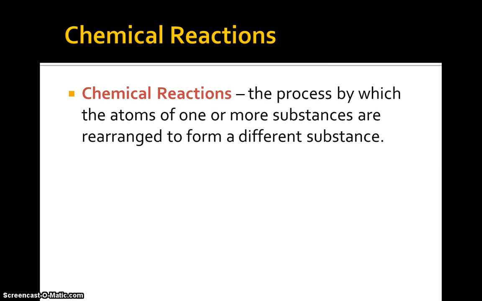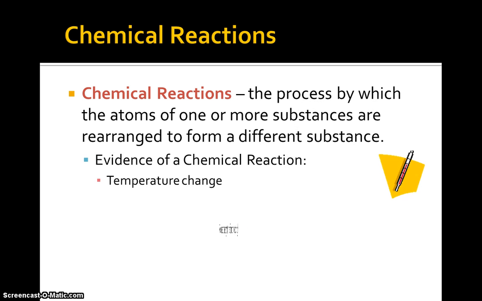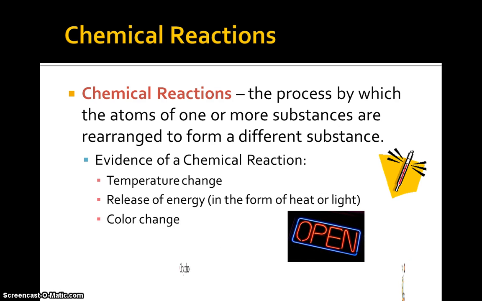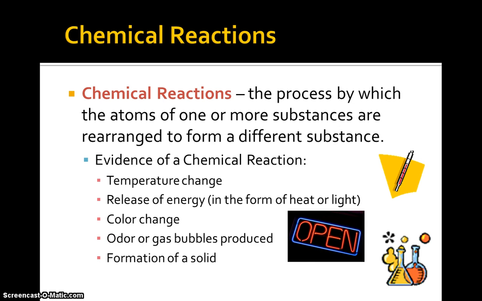So a chemical reaction, as we learned previously, is the process by which atoms of one or more substances are rearranged to form a different substance. A quick review of signs that mean a chemical change has occurred is if you have a change in temperature, a release of energy in the form of heat or light, a color change, odor or gas bubbles produced, or formation of a solid. Any two or more of these things together typically tell us that we have a chemical reaction taking place.